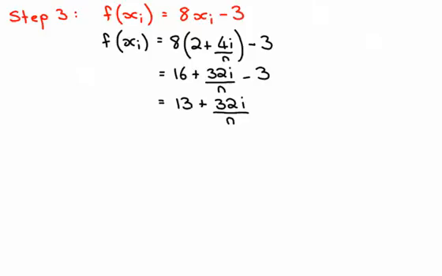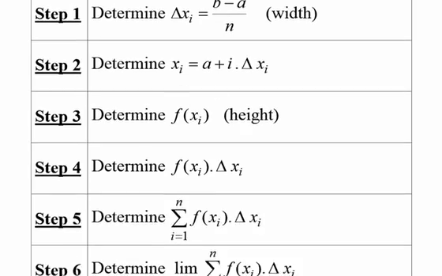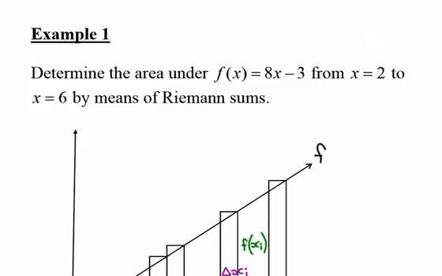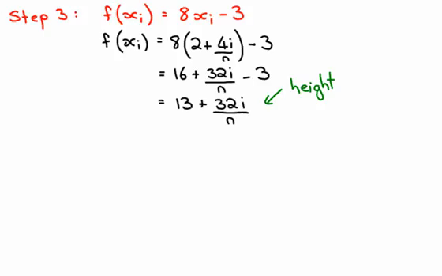Cool. So now I found f of xi. Remember that that is, let's look back again, that is the length or the height. Okay, so that is my height. And it varies depending on which rectangle we're working with. So let's look back now at step 4. I now need to multiply my height or my length times by my width. Multiply them together. So that's my step 4.